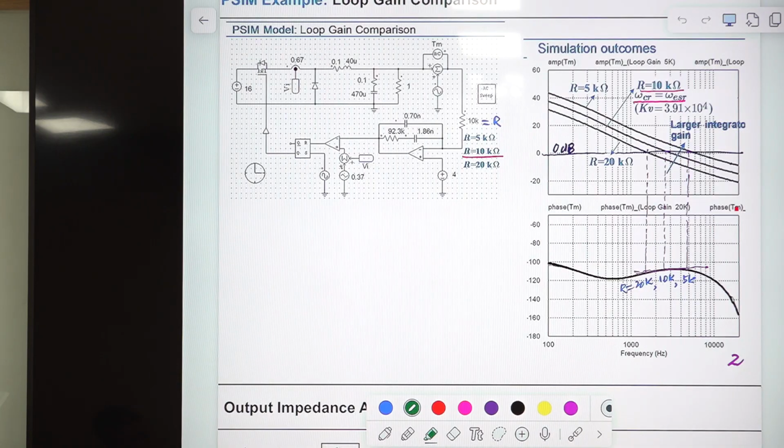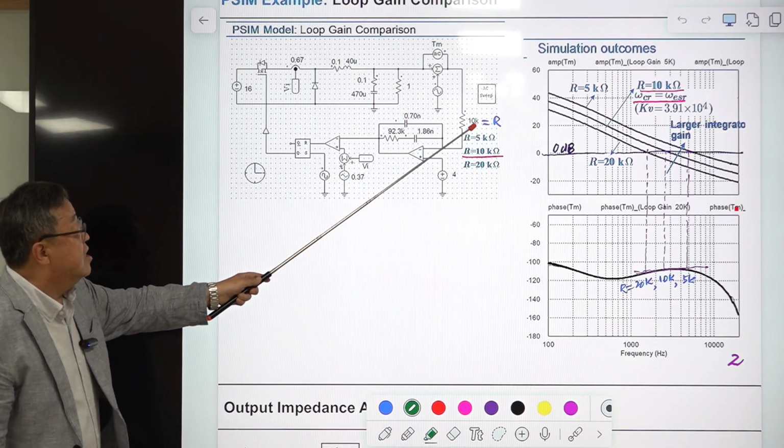So this is the impact of the loop gain characteristics caused by this.